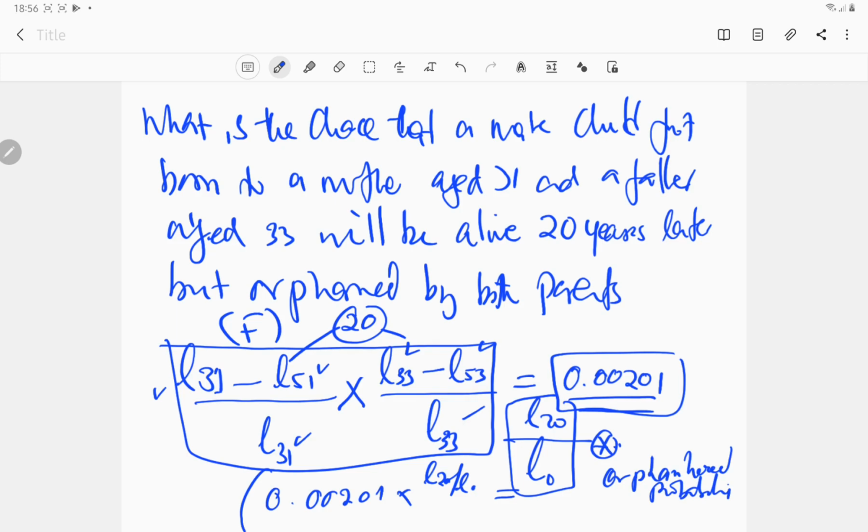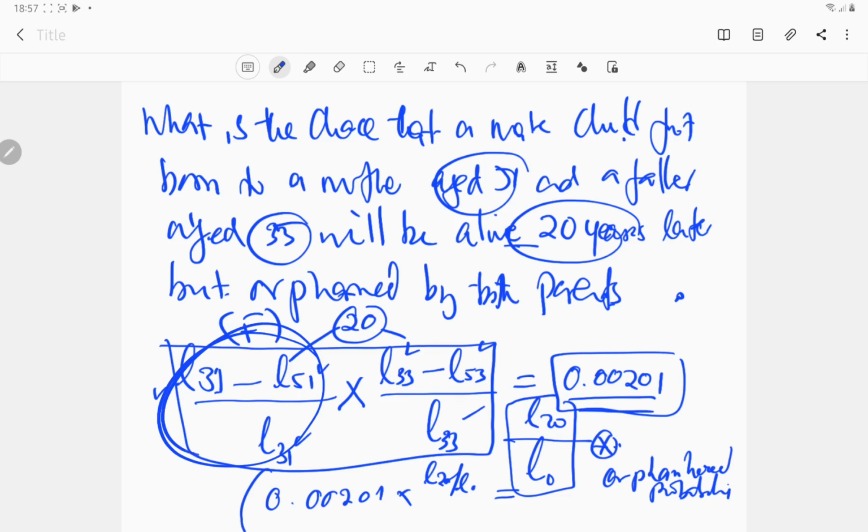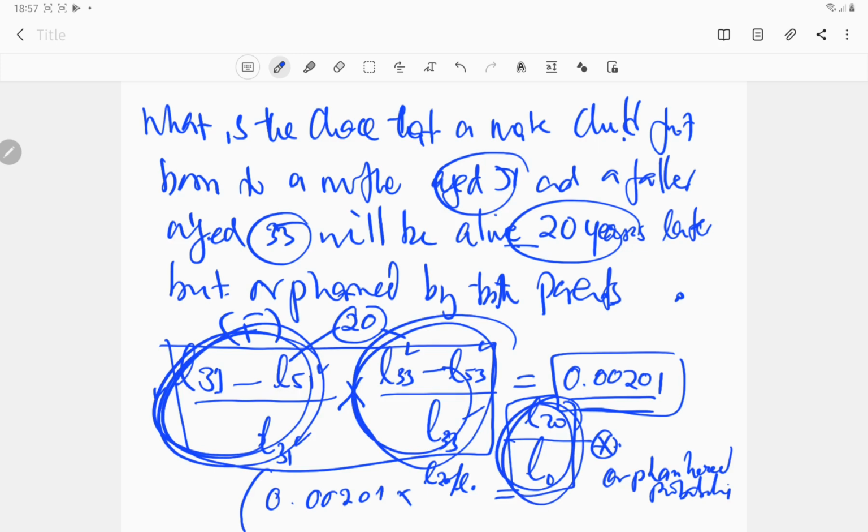So what is the chance that a male child born to a mother aged 31 and a father aged 33 will live 20 years but later be orphaned by both parents? You calculate the probability for the mother, the probability for the father, and multiply by the probability for the child. Once you do that, you are able to get the orphanhood probability for that period.